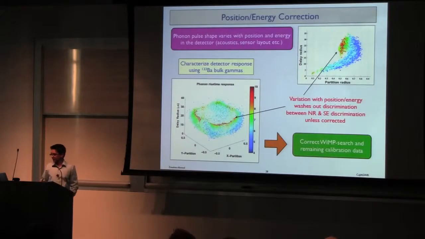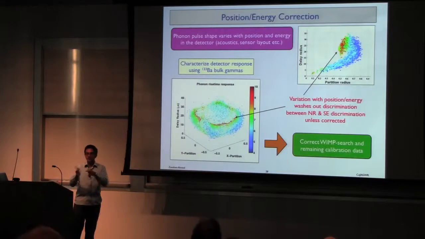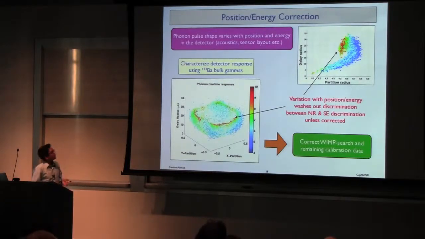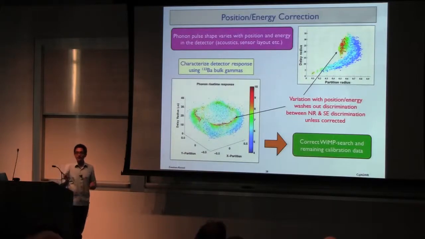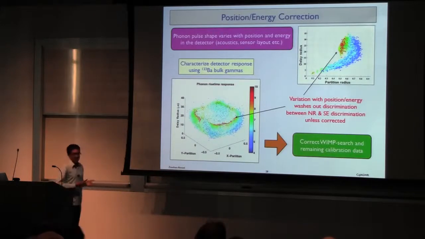We've thrown away bad data, so now we can do position energy correction. So what is this? The basic principle is that the phonon pulse shape varies in our detectors with position and energy. Normally we wouldn't care, but this is bad because the scale of this variation washes out all discrimination we have between nuclear recoils and surface events. So that's bad, but it's easy to fix.